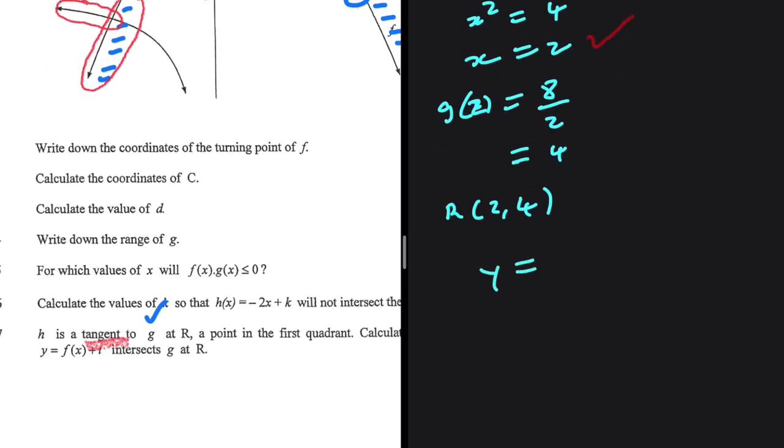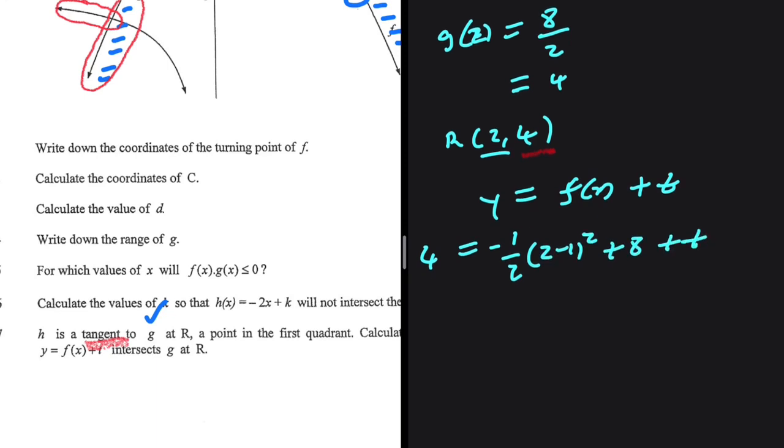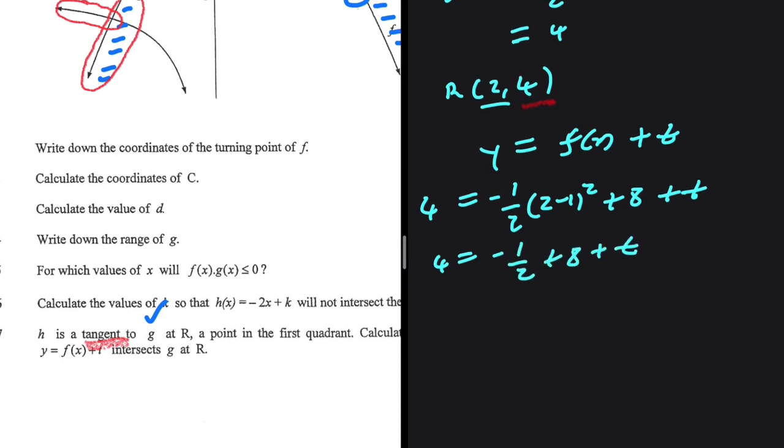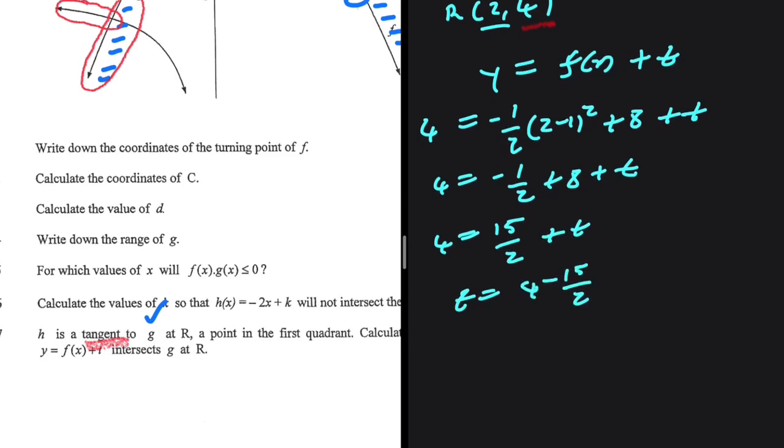We have y being equals to f of x plus t. But y at r is 4. So we're going to have 4 being equals to f of x. X is 2. So that will be minus 1 divided by 2, x minus 1 squared plus 8 plus t. So 4 is going to be equals to 2 minus 1 squared, that is 1. So we just have minus 1 divided by 2 plus 8 plus t. So 4 is equals to, what is minus 1 divided by 2 plus 8? That is 7.5, which is just 15 divided by 2. So we have 15 divided by 2 plus t. T should be equals to 4 minus 15 divided by 2, which is just equals to minus 7 divided by 2.